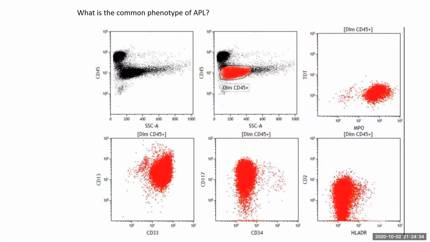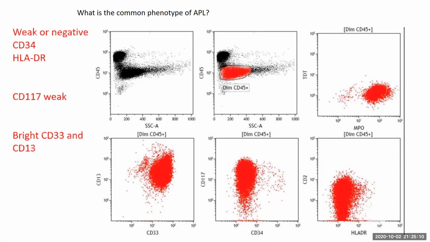All right, so this is kind of a next level question. What is the common phenotype seen here? Just to walk you guys through, this is mainly for people that have had some heme. So here's your blast population. Here, bright MPO, and we have good CD13 and CD33. However, when you come here, you have loss or weak CD34 expression, weak CD117, and weak HLA-DR. So this is the classic phenotype that you see with APL, and I think this will likely be testable on boards.